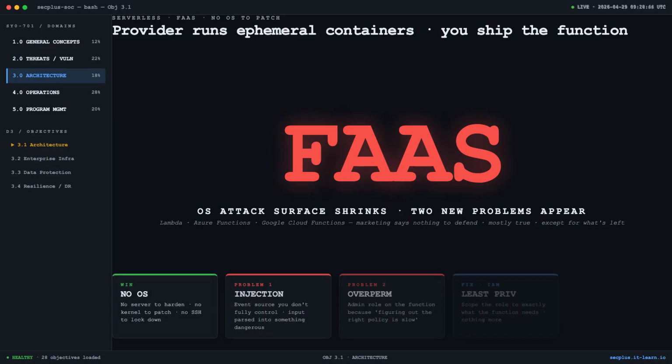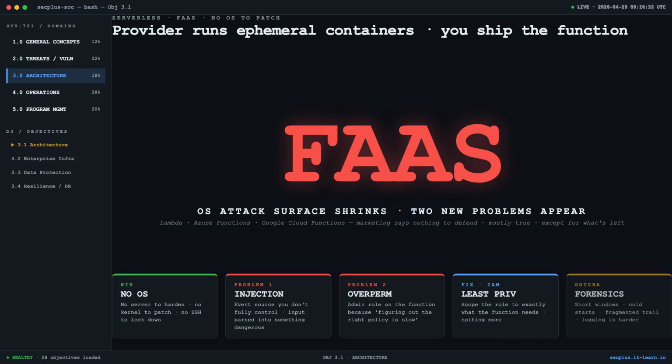And over-permissive IAM roles. 9 times out of 10 the engineer attached an admin role to the function because, quote, it is faster than figuring out the right policy, end quote. Compromise the function, you compromise the role. Audit logging is also harder because the execution windows are short, cold starts are weird, and the forensic trail is fragmented.